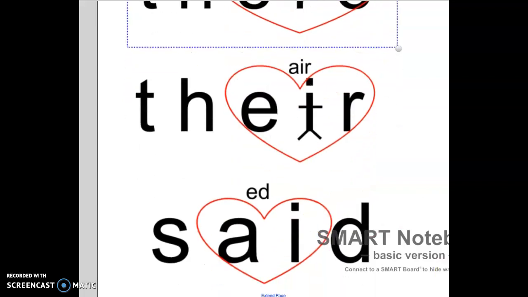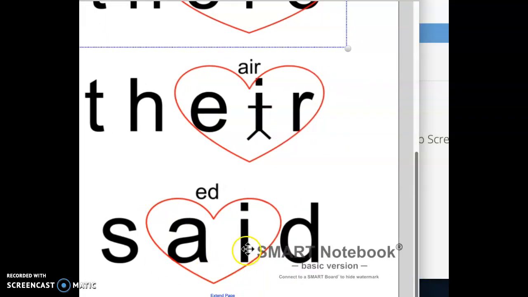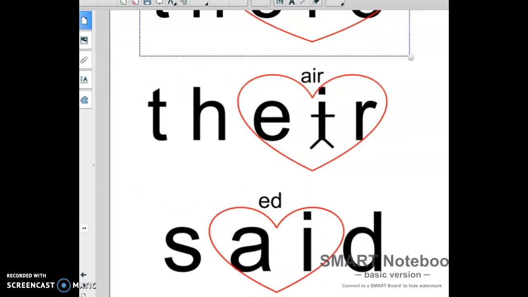Then our last word is said. Said should follow phonetic skill 5 as well, where it has two vowels next to each other. So the two vowels next to each other means the first vowel would say its name, "A", so it should be "sayd", but it's not "sayd", it's "said". So we're going to heart the A-I because it makes an "eh" sound, like a short E sound. So really, it's just the short E sound that said makes. Okay, those are your most common words and how you spell them.